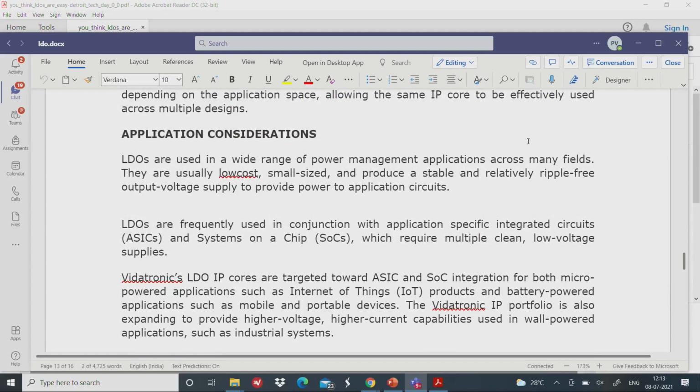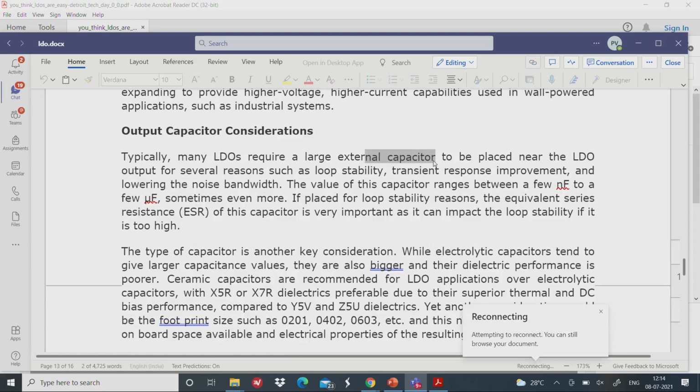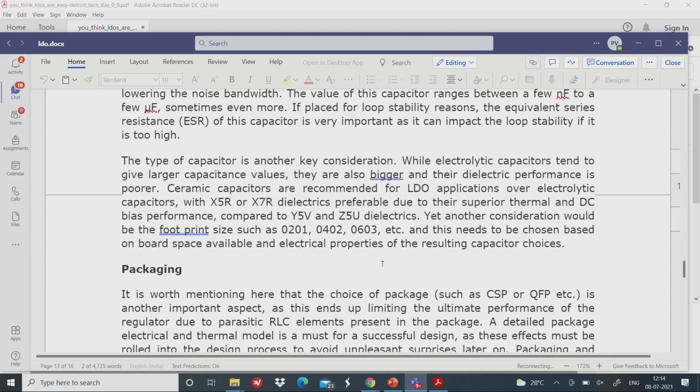Transients can be improved by putting a suitable output capacitor. Okay. Many LDOs require a large external capacitor to be placed, so that loop stability, transient response improvement and lowering the noise bandwidth are all possible, but then this becomes an additional component. Your IoT node size may increase. So, that is one part.